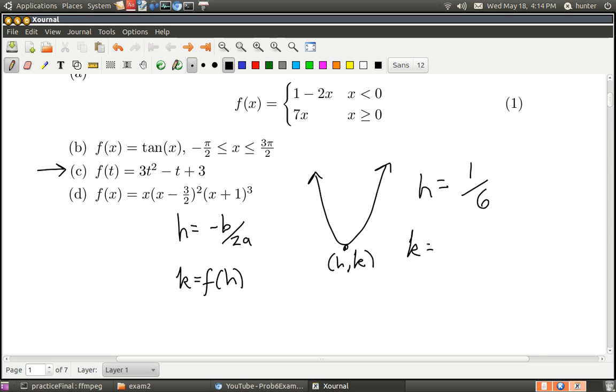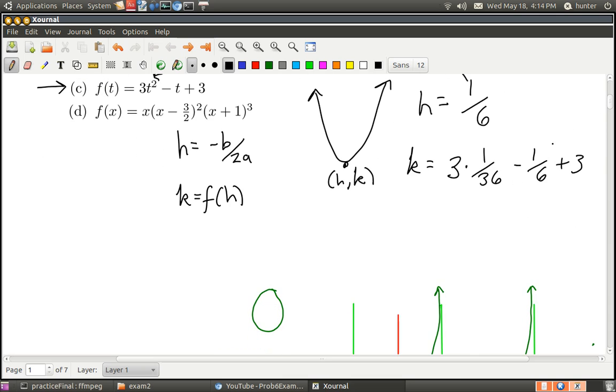And now what is k? K is 3 times 1 over 36, because I'm just putting 1/6 into this function for t. Okay, and so minus 1 over 6 plus 3. Okay, and now bear with me while I figure out what this is as a fraction. This is going to be 1 over 12 minus 2 over 12 plus 36 over 12. Okay, and so what is that? This stuff is all equal to, so k is 35 over 12.